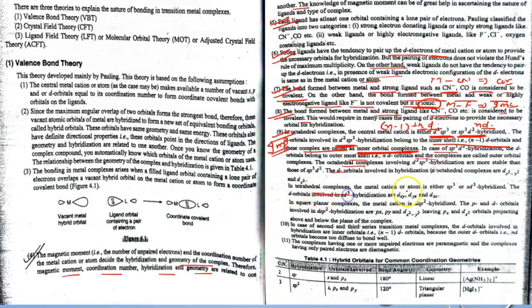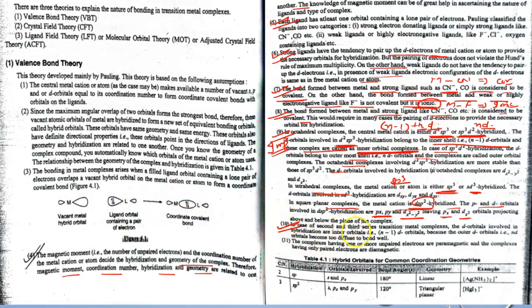Then in tetrahedral complexes, the metal cation is either sp3 or sd3 hybridized, but mostly you are going to see sp3 only. And in square planar complexes, the metal cation is dsp2 hybridized. The p and d orbitals involved in dsp2 are px and py, and dx2-y2, leaving pz and dz2 projecting above. So there they have given some information related to which orbitals are involved.